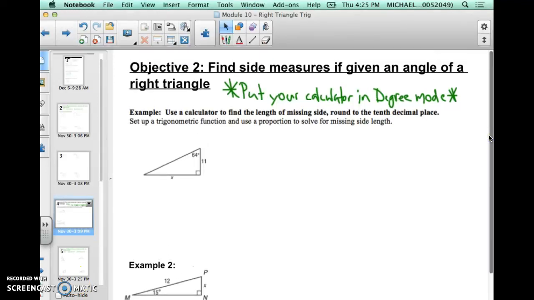In this video, I'm going to talk through the process of finding side measures if you're given an angle of a right triangle and also another side. So one of the sides is going to be unknown, and we're going to use the information of an angle and another side to help us find that.